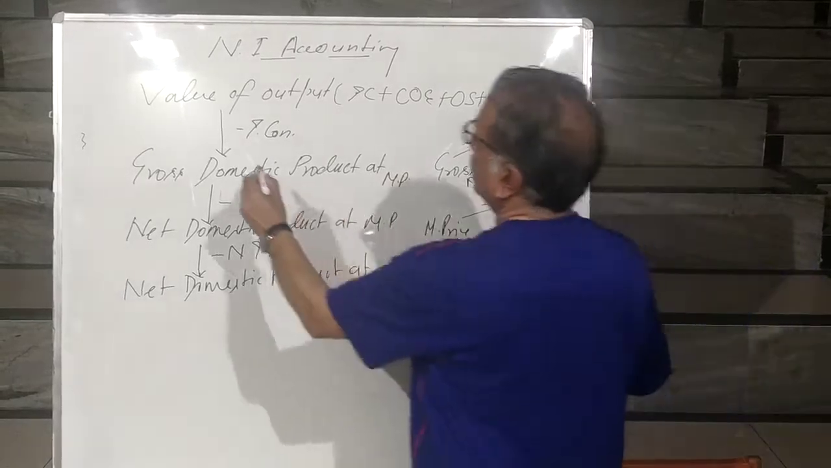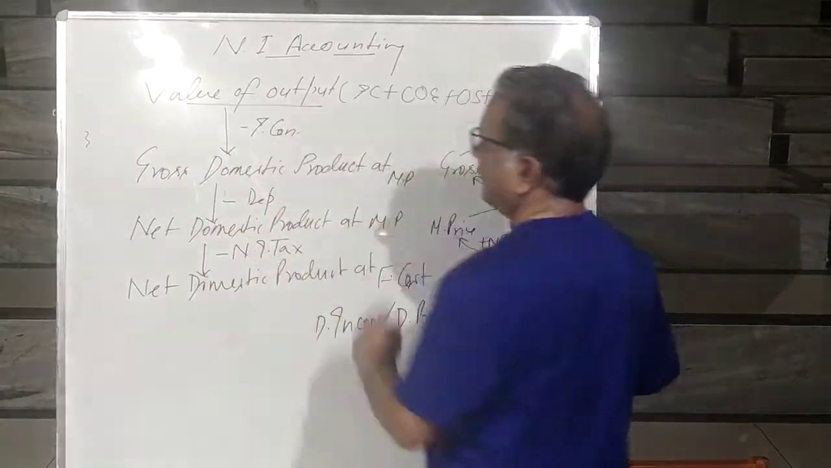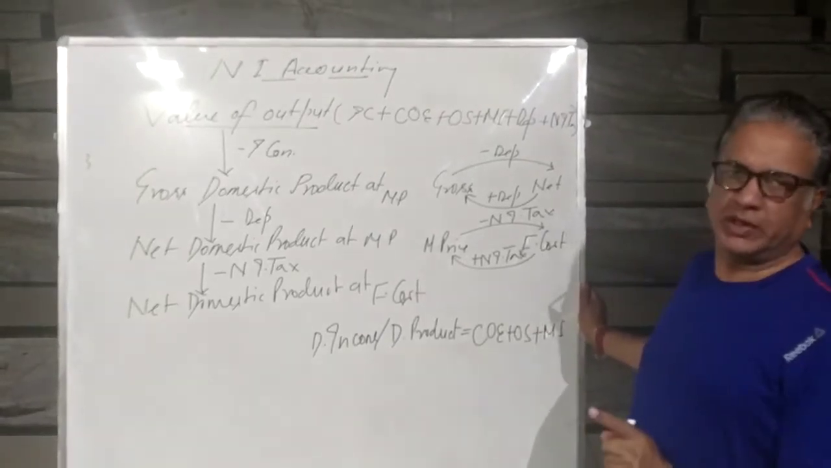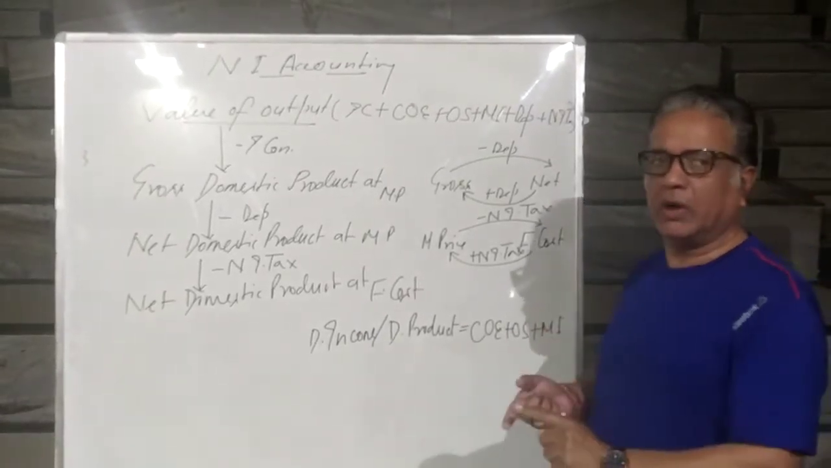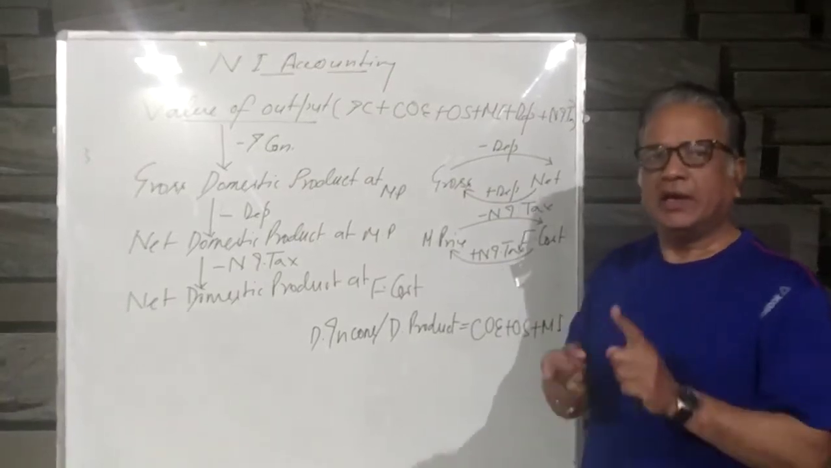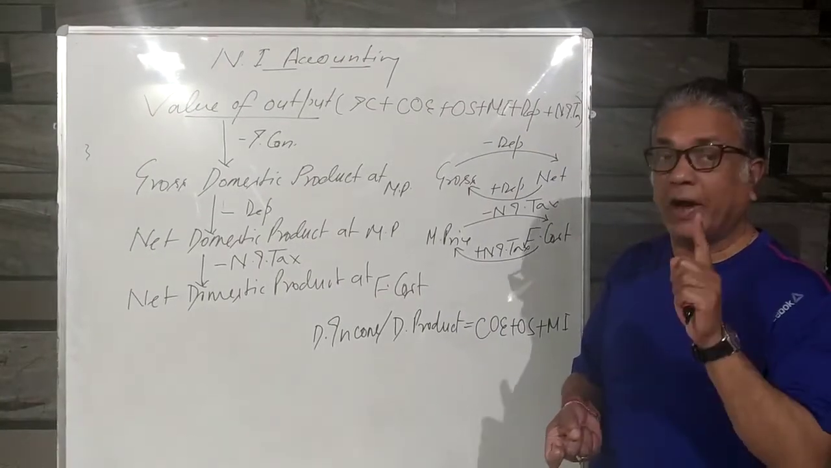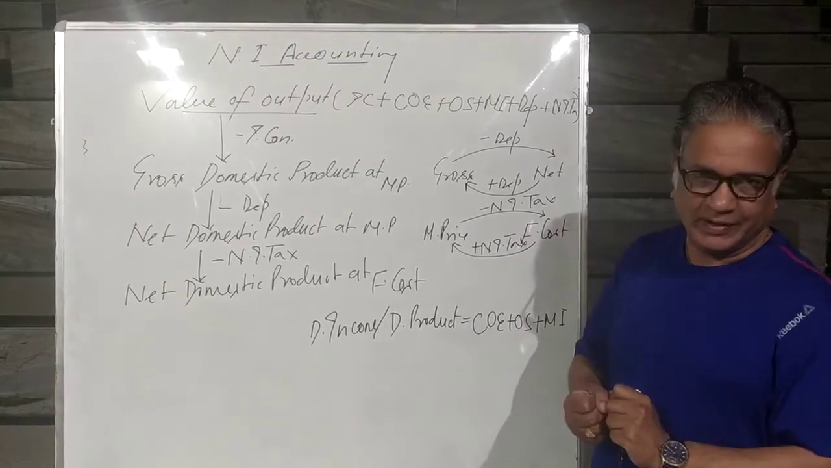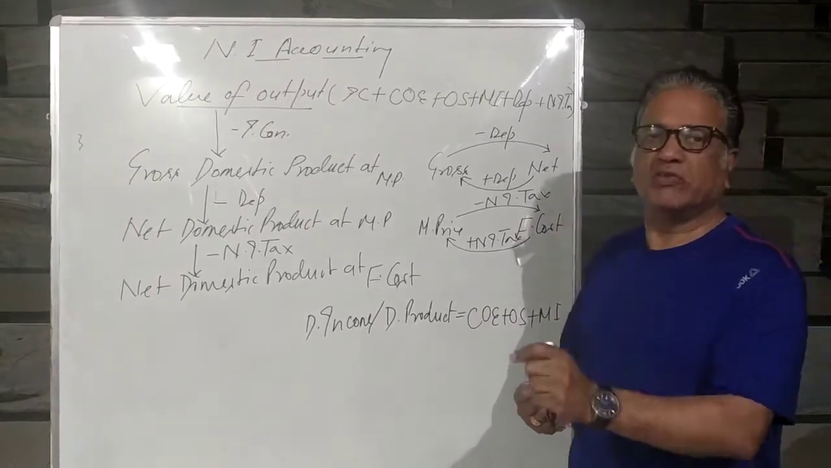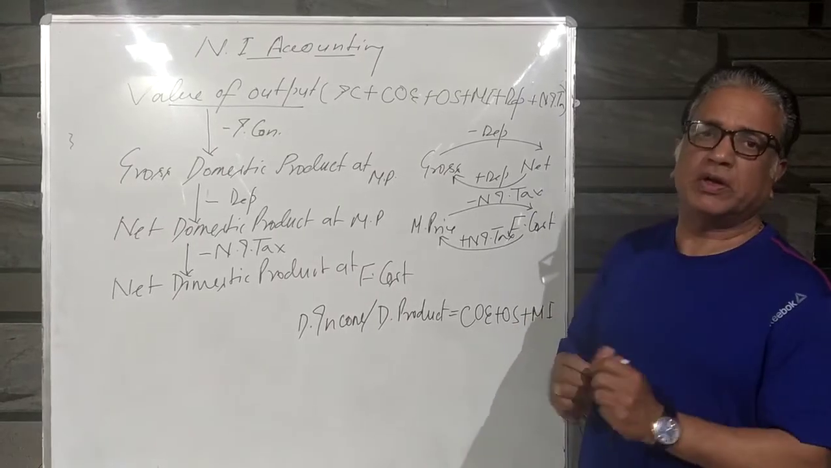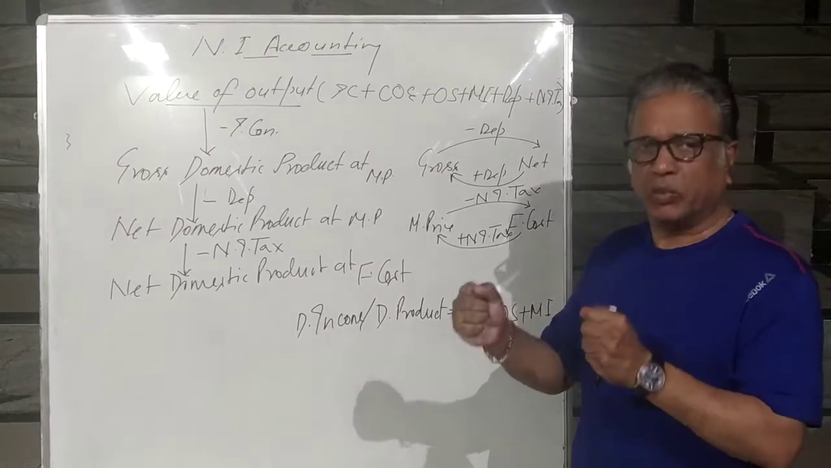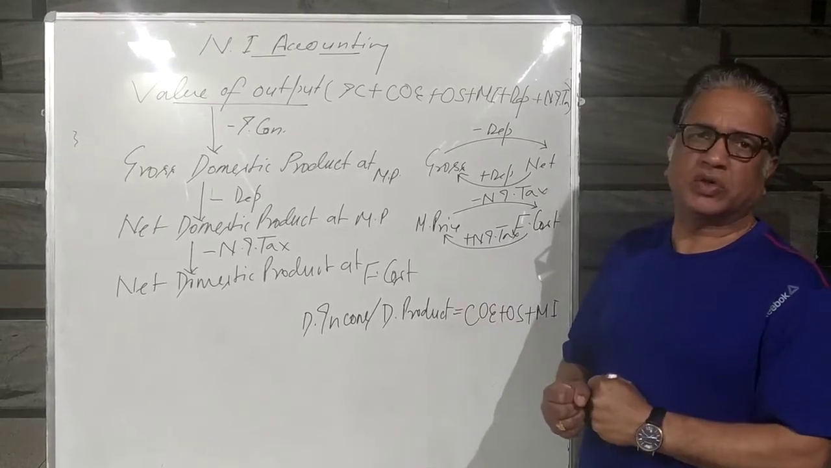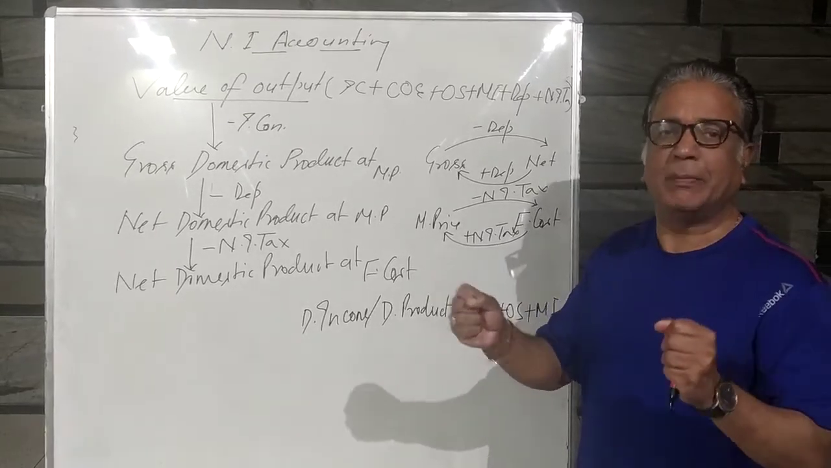As you all know, what is value of output? Value of output means value of all types of goods. It means here we talk about all types of goods, intermediate goods as well as final goods, produced in the economy during the period of 1 year. As you know, those goods and services are produced by two types of enterprises. One is called corporate enterprises, the other is called unincorporated enterprises. Corporate means those who maintain the balance sheet.